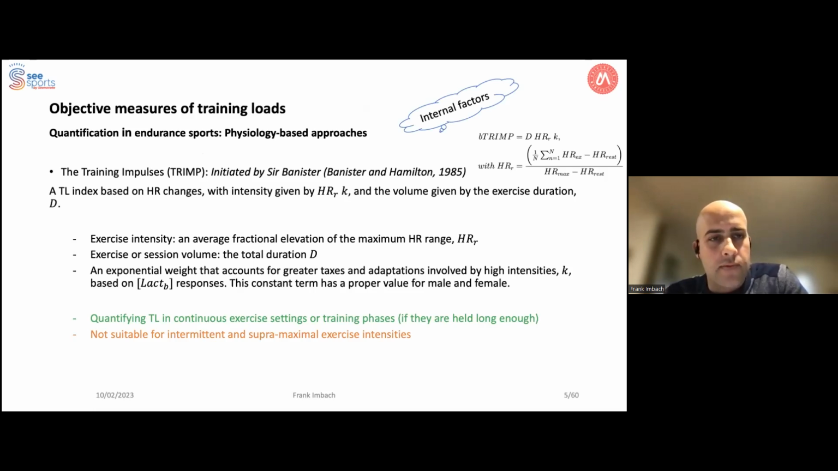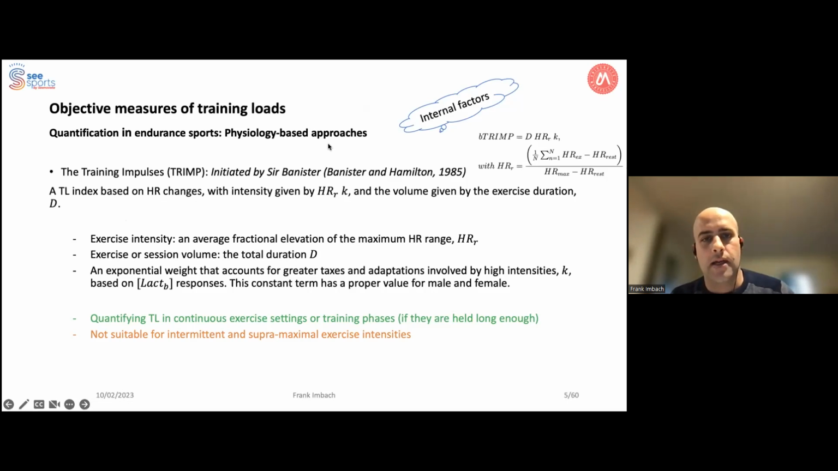The first one comes with TRIMP, the training impulse, initiated by Banister in 1985, in which exercise intensity is based on heart rate, and more precisely, a fractional elevation of the maximal heart rate, multiplied by the session volume or the exercise volume, which is characterized by the exercise duration, and an exponential weight that accounts for greater taxes and adaptations involved by high intensities.